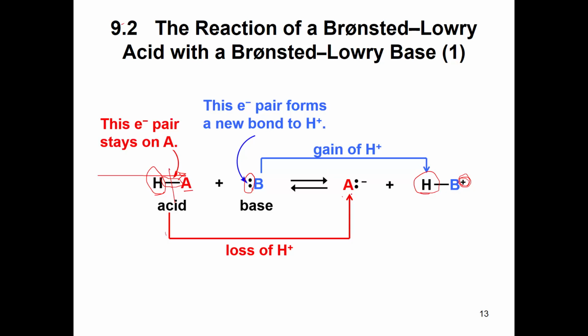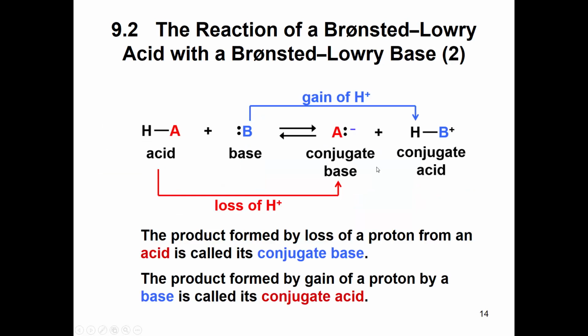Now what happens is that since the anion has retained those electrons, it now has one more electron than it does protons in the case of a monoprotic acid, and so it will have the negative charge. So the product that you form is called a conjugate base or a conjugate acid. So if you have an acid that loses a hydrogen, then its product is its conjugate base.